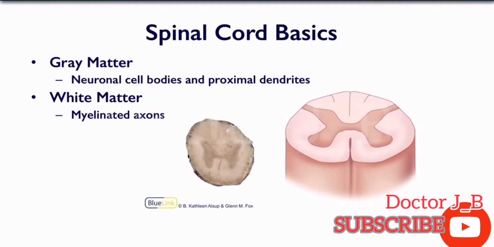So the basic setup of your spinal cord is gray matter and white matter, and as you recall, your gray matter is where the neuronal cell bodies live and their proximal dendrites, and the white matter is where the myelinated fiber tracts are. And so on this image, this is the gray matter, and in the spinal cord, we call it our gray butterfly.